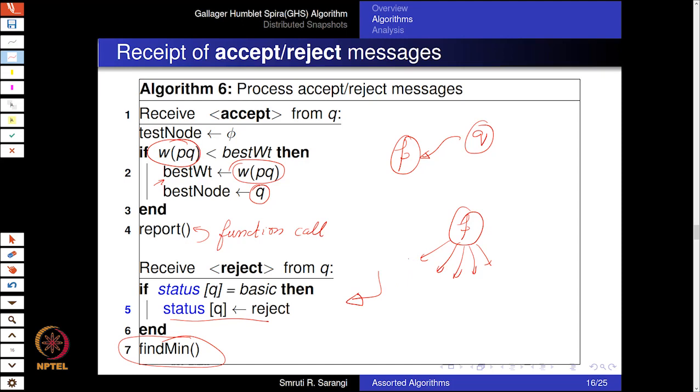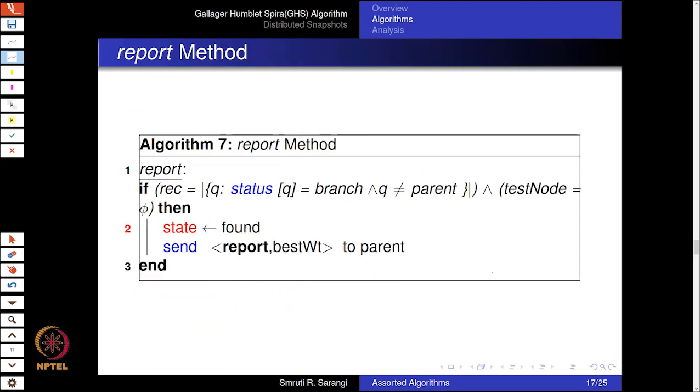Either they can just hang on to my message and not reply to me. So that is one option that they have. The other is that they can either accept or reject. If they accept it, I record this fact. If they reject it, I move on to some other neighbor of mine.